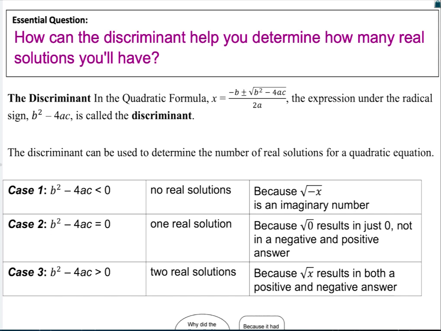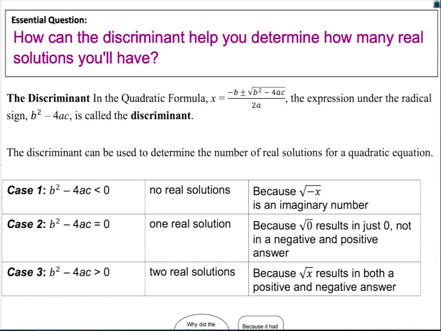Now that we have learned how to use the quadratic formula, we're going to focus on a small part of it called the discriminant. So the discriminant is the portion underneath of the radical, our b squared minus 4ac. And the discriminant has an important job in the fact that what happens under that radical has a big part in determining whether I'm going to have a real solution and how many solutions I'm going to have.